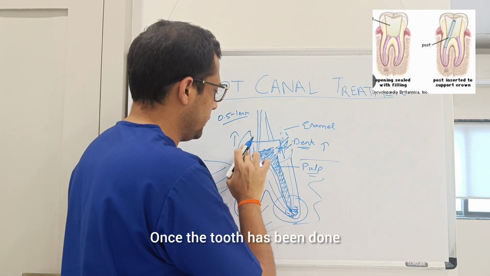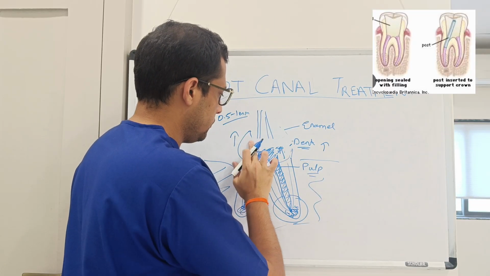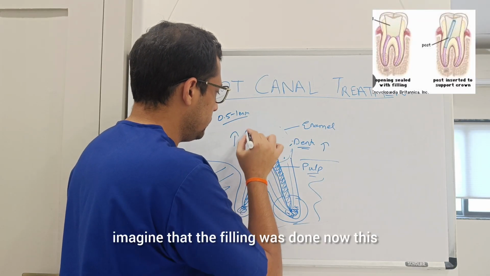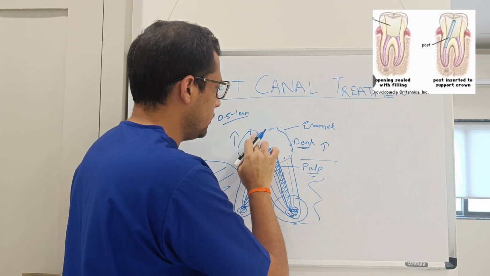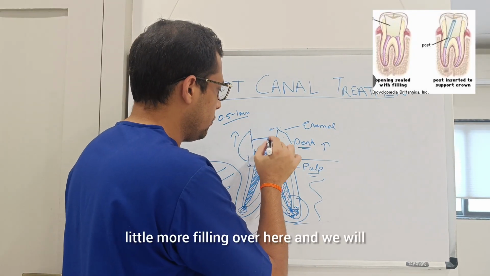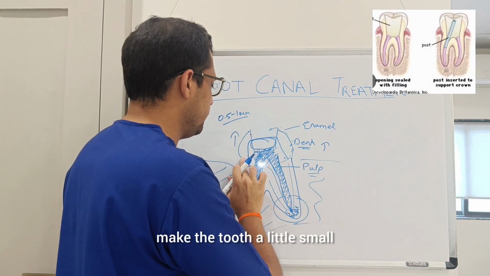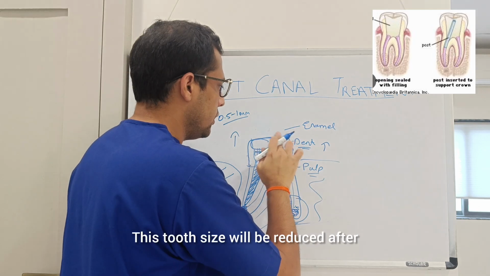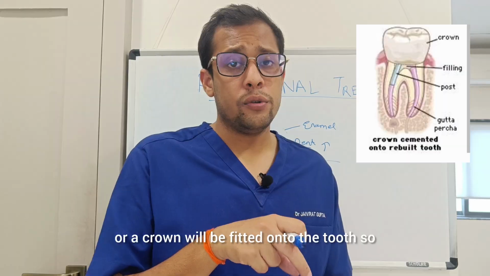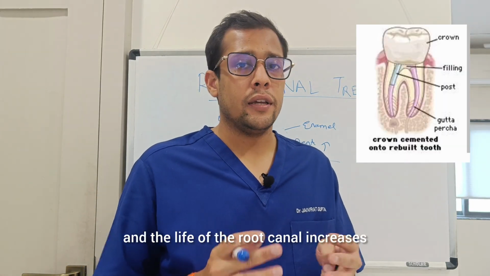Once the tooth has been done, so imagine that the filling was done. Now this was the actual shape of the tooth, and this was an empty cavity over here. So what the dentist would do is, we will do a little more filling over here, and we will make the tooth a little small. This tooth size will be reduced, after which a tooth cap or a crown will be fitted onto the tooth, so that the strength increases and the life of the root canal increases.